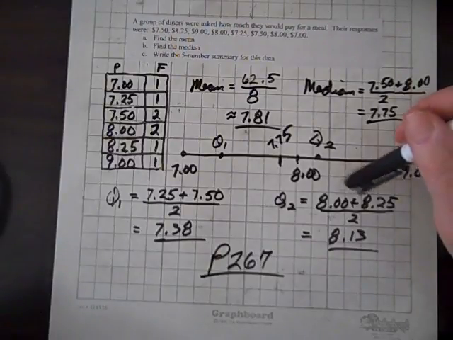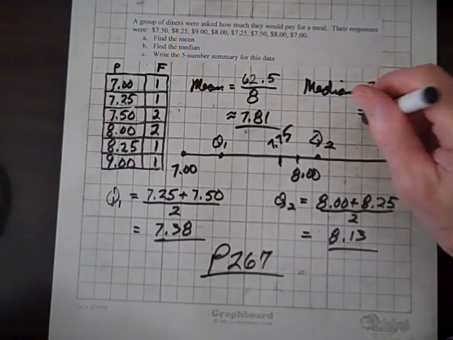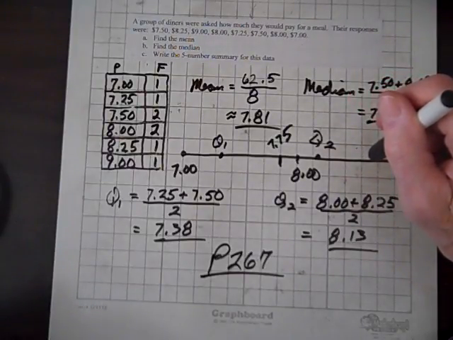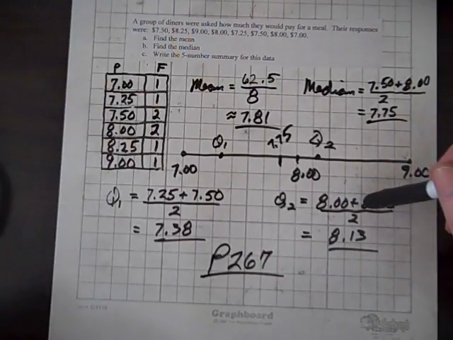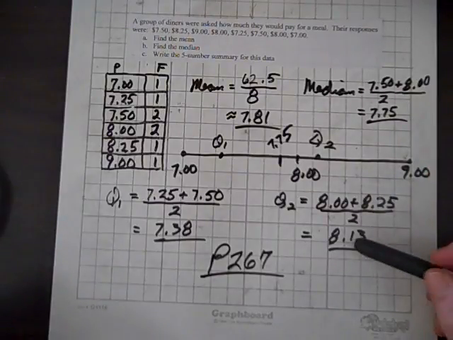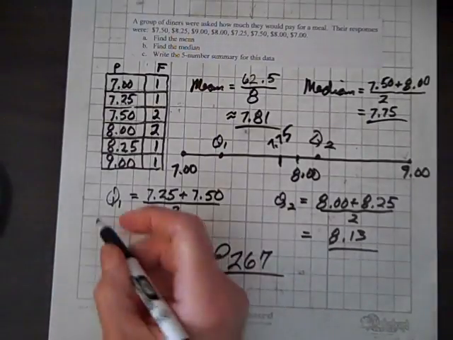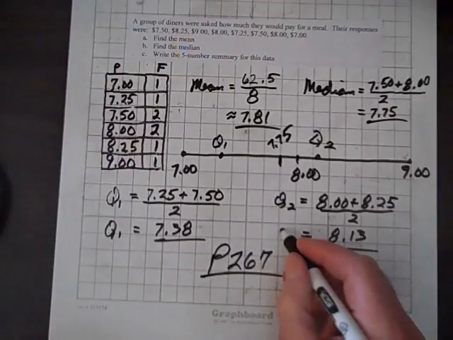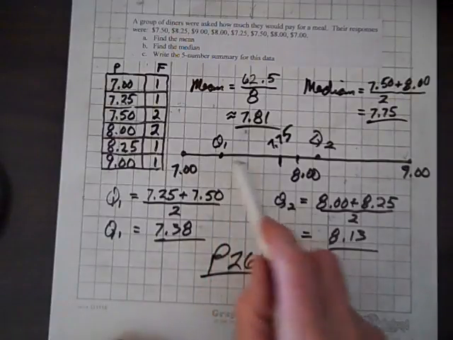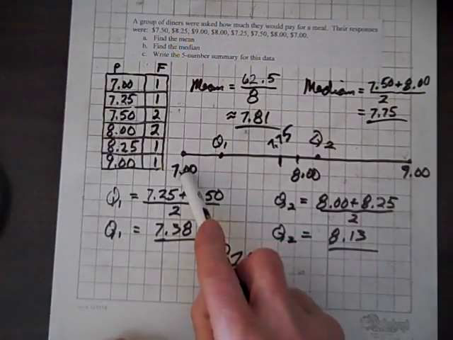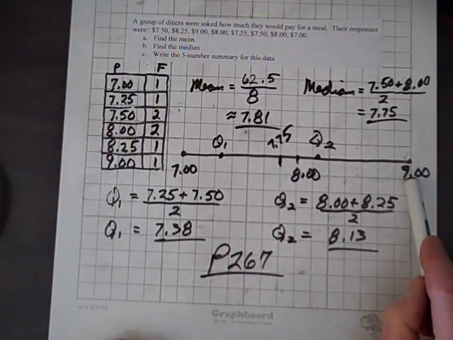Now to find the Q sub 2, which is the upper quartile, again we have 4 values, so we have 2 middle values. We'll find the average of those two, and they are going to be $8 and $8.25. When we add those up and divide by 2, we get 8.13, and that becomes our upper quartile, or Q sub 2, and that is our 5-number summary: the minimum, the lower quartile, the median, the upper quartile, and the maximum.